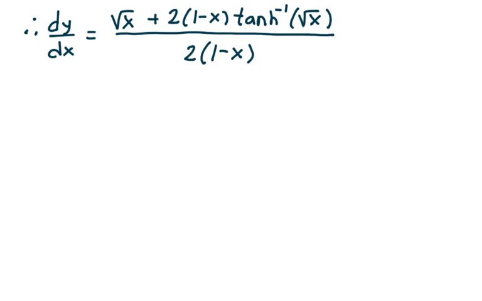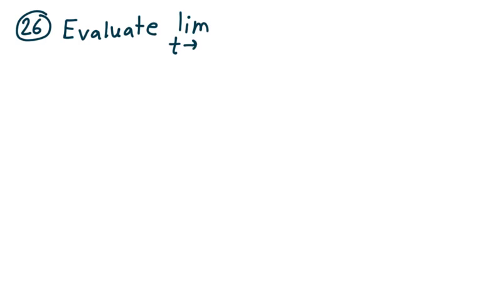Let's take a look at number 26. Now, in 26, it says to evaluate the limit as t goes to 0 of t cubed in the numerator, and tangent cubed of 2t in the denominator. Okay, first, let's recall a few things.